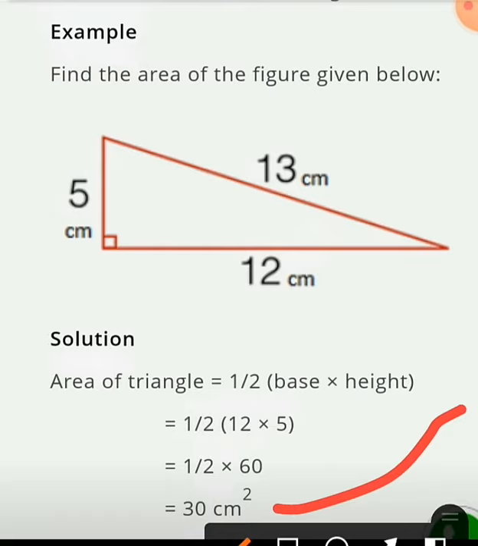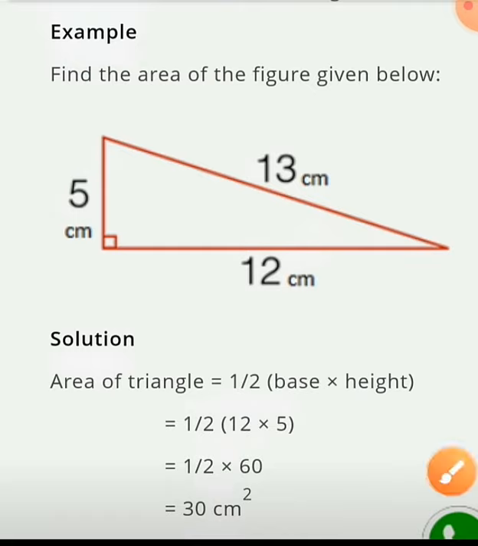So this way you can find out area of triangle also very easily. So area of parallelogram is base into height, and area of triangle is half base into height. Why half? Because triangle is half of parallelogram. So this was the introduction video. Now we will move to the next exercise.